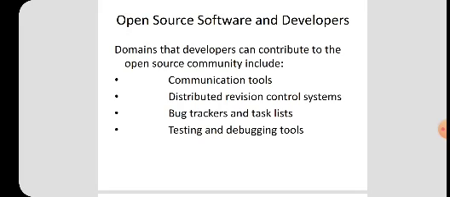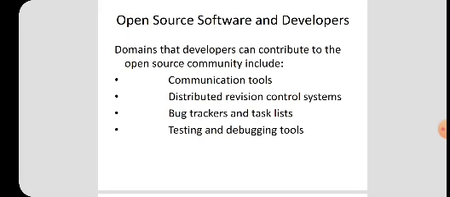So open source software developers mainly use these domains that developers can contribute to in the open source community: communication tools, distributed revision control system, bug trackers and task lists, and testing and debugging tools.